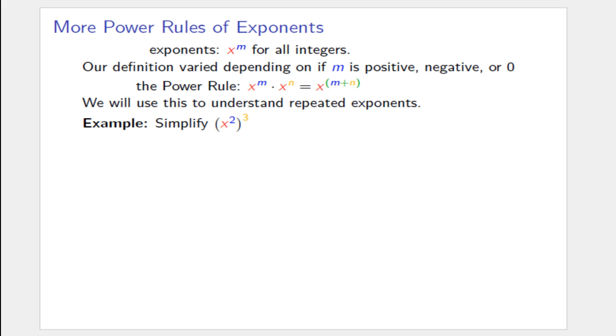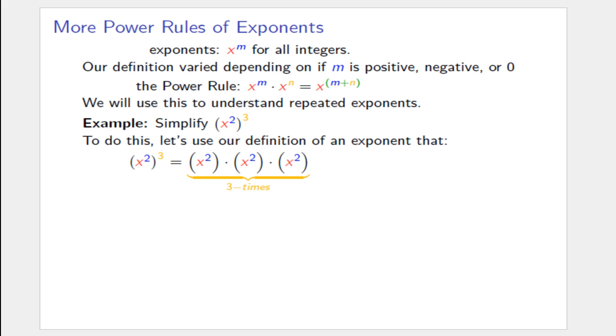For example, say we want to simplify x squared to the third power. To do this, let's use our definition of an exponent that says raising to the third power means we multiply something by itself 3 times. In this case, we are multiplying x squared by itself 3 times. So we have x squared times x squared times x squared.